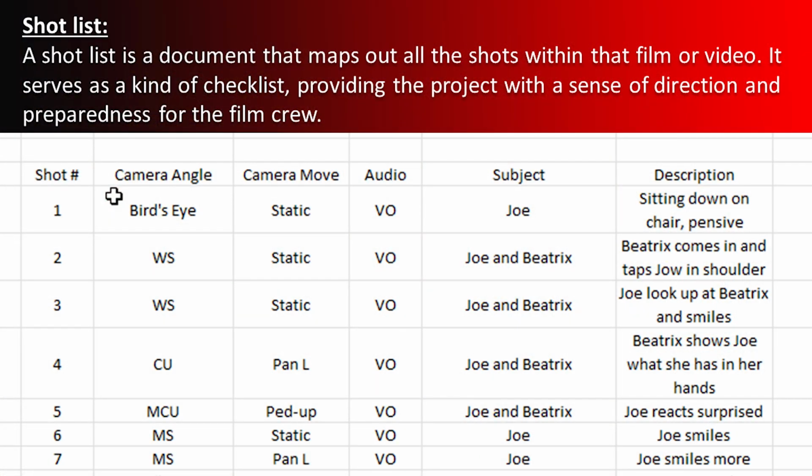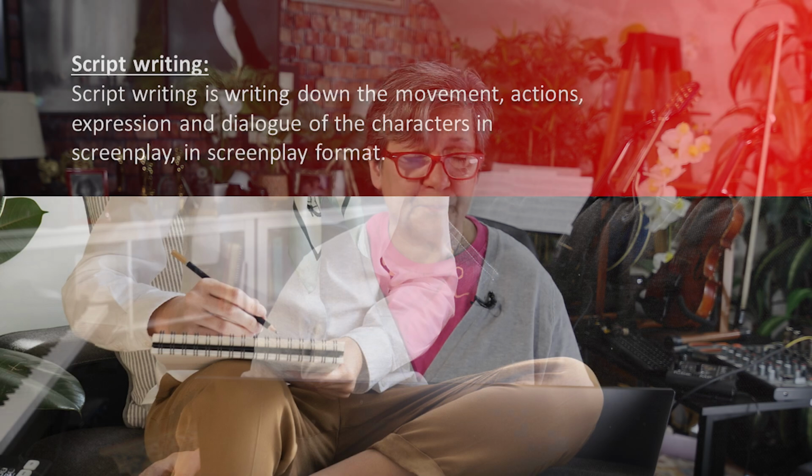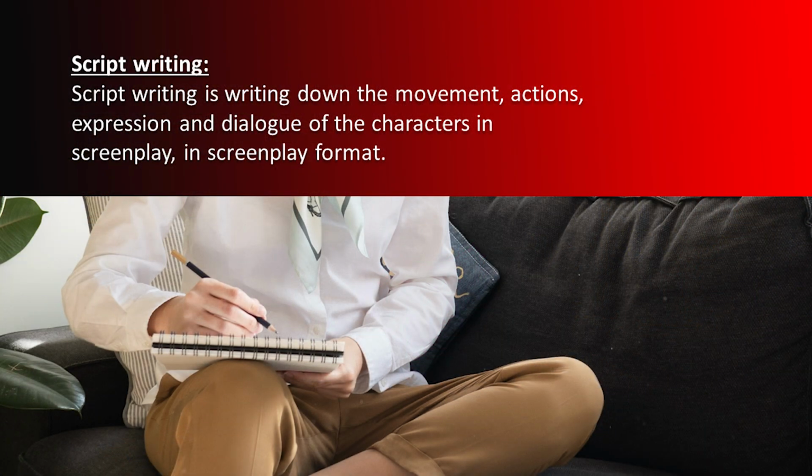This would be a good example of what a shot list looks like. Don't forget things like close-up, medium close-up, bird's eye, wide shot, etc. Script writing. This one is almost self-explanatory. So it's writing down the movement, action, expression, and dialogue of the characters in screenplay format. All right, so there are apps that help you with that, but never mind that. That's not in the test.